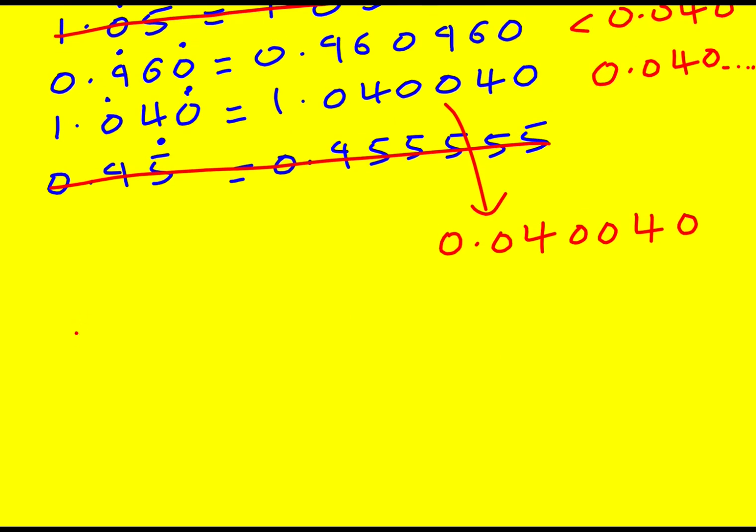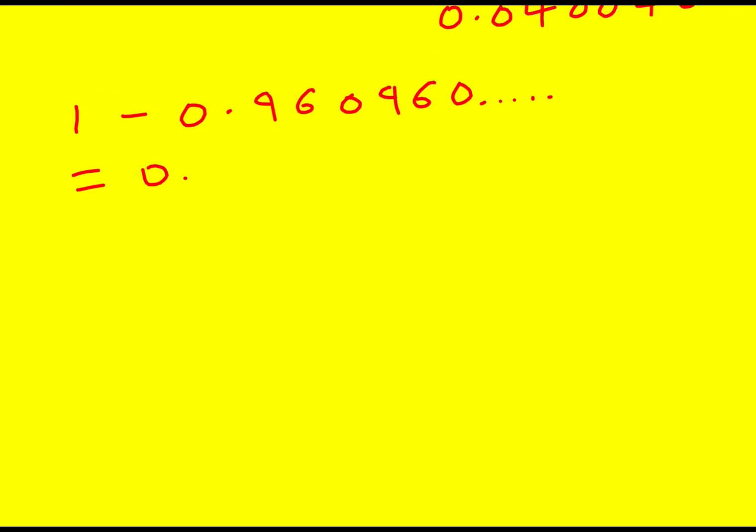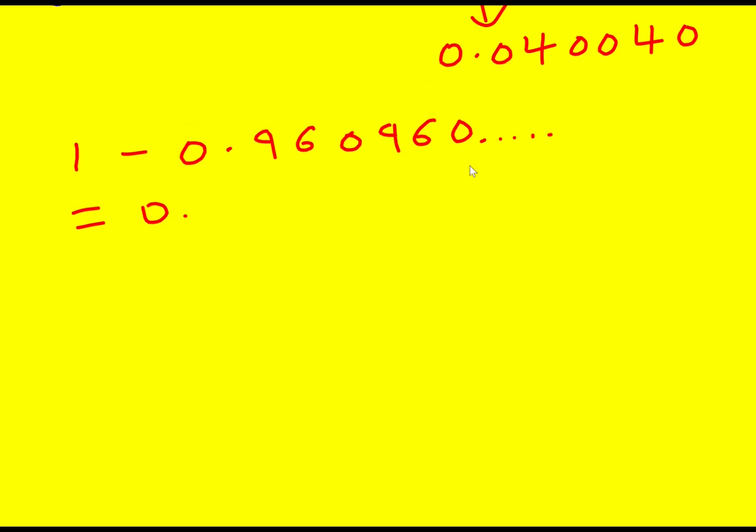Okay, now we need to do this other one. So it's going to be 1 minus 0.9600960. Now, normally when you do a subtraction, you start from the right-hand side, don't you? But this actually goes on forever. So probably the best way to do it is to do an adding on effect, essentially. So to think, what do I need to add on to get 1? Actually, let me line it up a bit better so you can see.